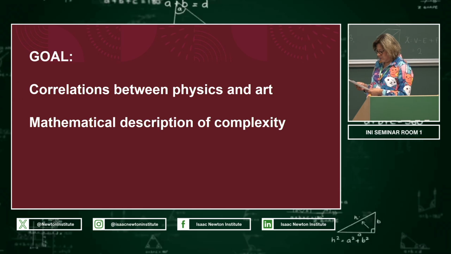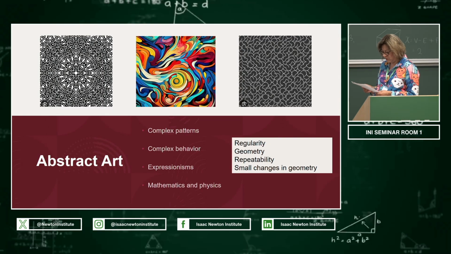Well, the main objective is to establish correlation between physics and art, and if possible, provide a mathematical description of complexity. Not all patterns are complex. Some are the results of regularities, repeating small patterns generated by sequences, or making a small change in geometry. In this sense, we decided to study carefully complexity in abstract art.